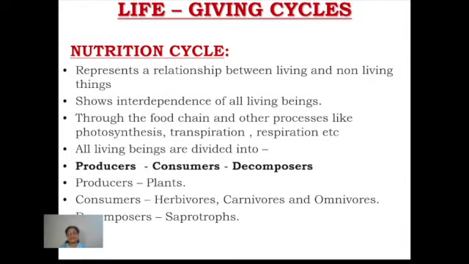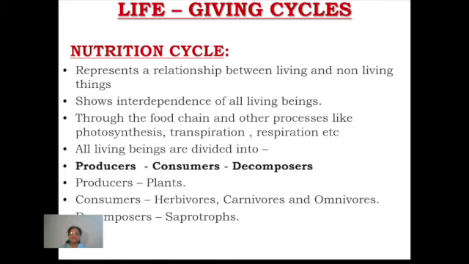Now, next are the important life giving cycles. These cycles are actually important for the survival of life on earth. Out of all these life giving cycles, the first important one is the nutrition cycle. When we talk about the nutrition cycle, it represents a relationship between living and non-living things. It shows an interdependence of all the living beings on each other. The food chain you must have studied forms a part of it only.